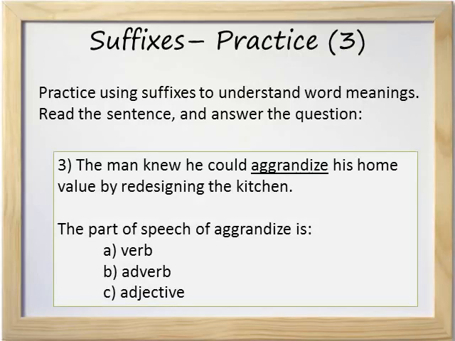Number 3, the man knew he could aggrandize his home value by redesigning the kitchen. The part of speech of aggrandize is A, a verb, B, an adverb, or C, an adjective. What's the correct answer? The answer is A, verb, because we know that the suffix ize forms a verb, and aggrandize means to add value to his home.